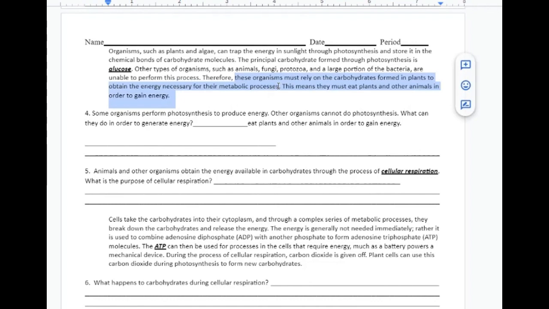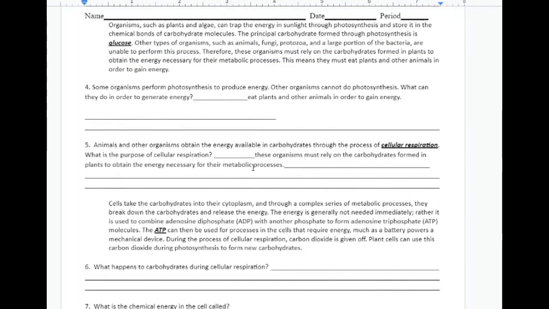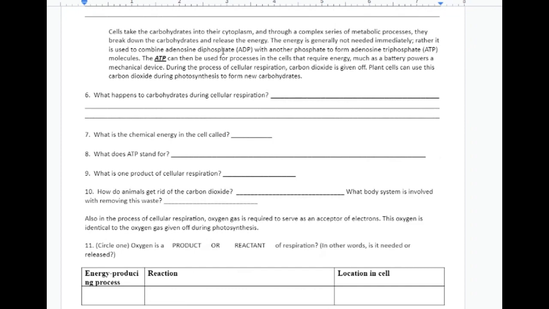Let's just go with this. Control C, because we need to release energy for metabolic processes. Cells take the carbohydrates into their cytoplasm, and through a complex series of metabolic processes, they break down the carbohydrates and release the energy.